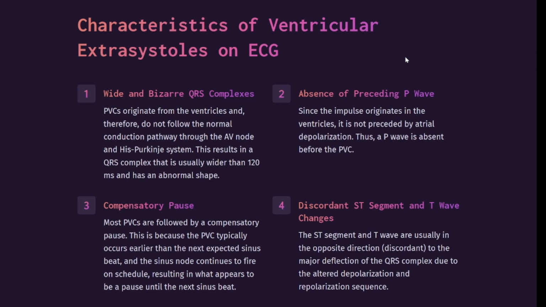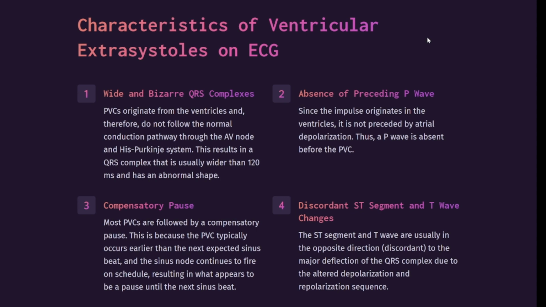1. Wide and bizarre QRS complexes. PVCs originate from the ventricles and therefore do not follow the normal conduction pathway through the AV node and His-Purkinje system. This results in a QRS complex that is usually wider than 120 milliseconds and has an abnormal shape. 2. Absence of preceding P wave. Since the impulse originates in the ventricles, it is not preceded by atrial depolarization. Thus, a P wave is absent before the PVC.